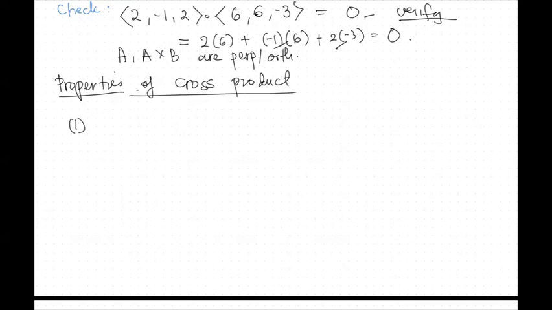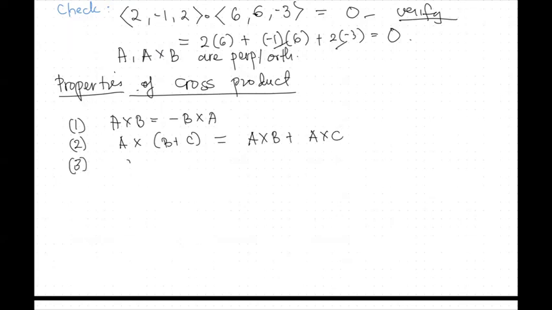So the first property is that the cross product is not commutative. If you reverse the ordering, you get the negative of the other one. The second is that A cross (B plus C) distributes: A cross B plus A cross C. The third is the following: if you have a scalar multiplied with the cross product, you can put the scalar out and pair it with A, or pair it with B. C is a real number.